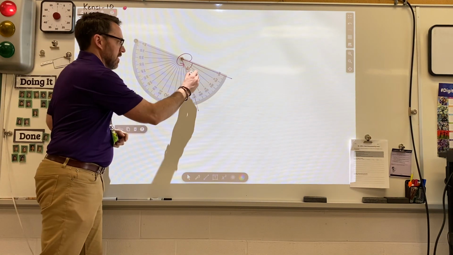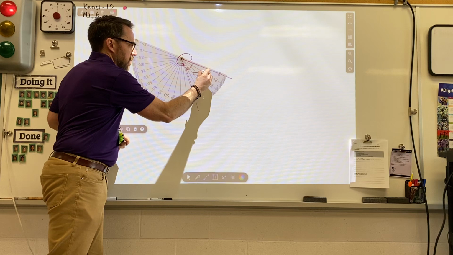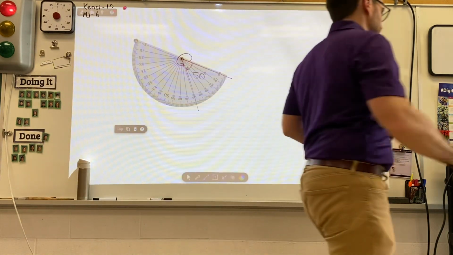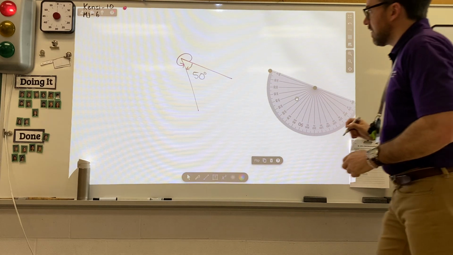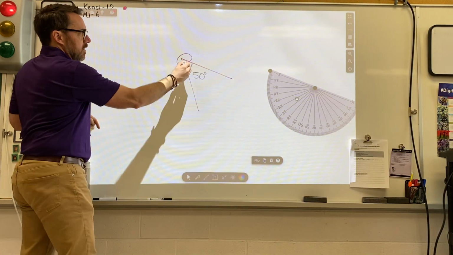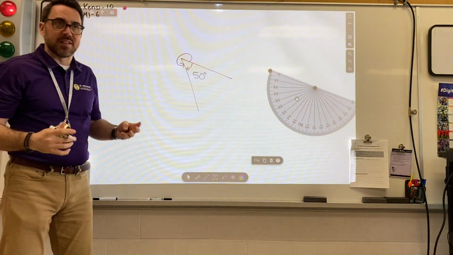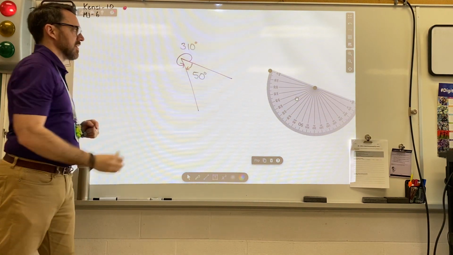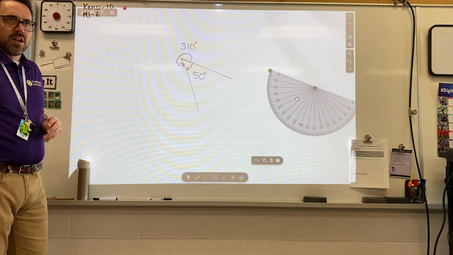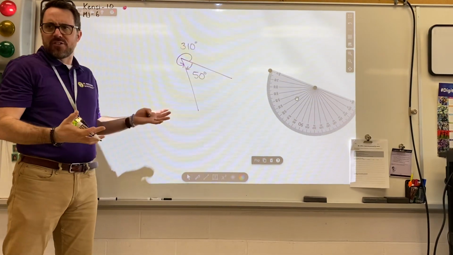Okay, so 50 degrees. And then I know the outside angle is whatever it takes to get to 360. So I already know the outside angle, that reflex angle, is 310. I drew twice the same angle, magically.